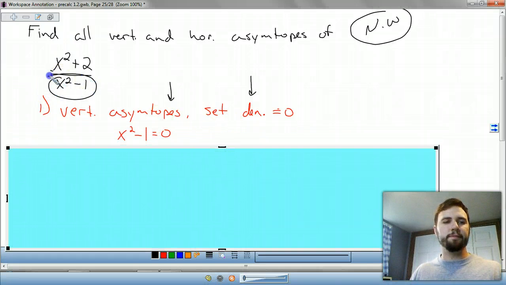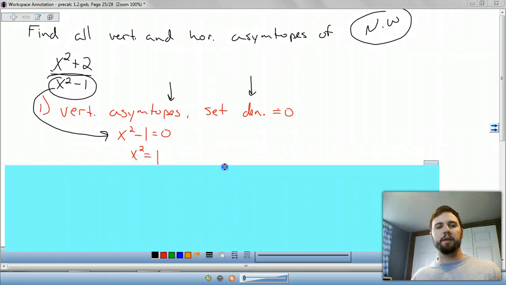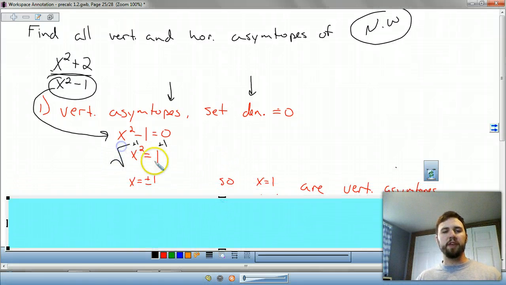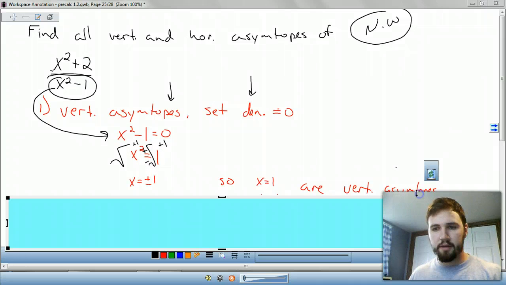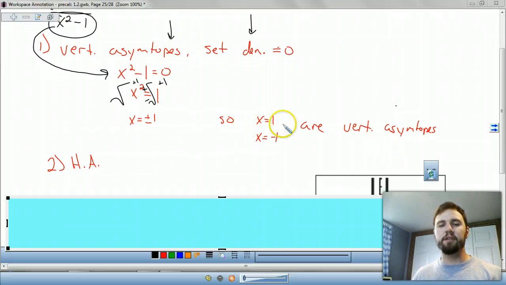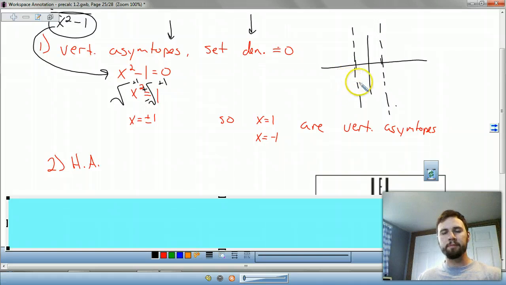So that's where we get x squared minus 1 equals 0. Add 1 to both sides. So x squared equals 1. Now remember, when you square root both sides, you have to do plus or minus, right? You have 2 answers. So you have 2 asymptotes at x equals 1 and x equals negative 1. Okay? So if I were to draw a graph, at 1 and negative 1, there's going to be asymptotes, right? That's what it means. At x equals 1, x equals negative 1.